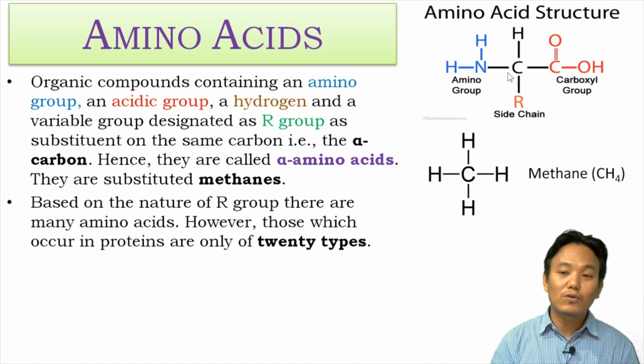How many types of amino acids are there that make up proteins? There are 20 types of amino acids. So there are 20 types of amino acids which make up the proteins found in living organisms.